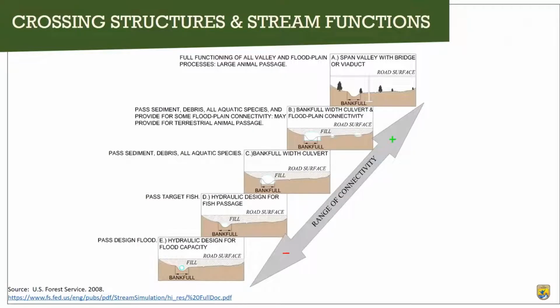So this slide depicts several different approaches that we might take to construct a stream crossing for a road or a trail. Depending on how the crossing is constructed, the crossing will provide for different functions and a range of ecological connectivity.